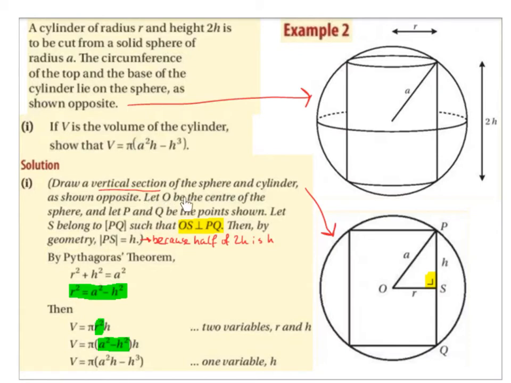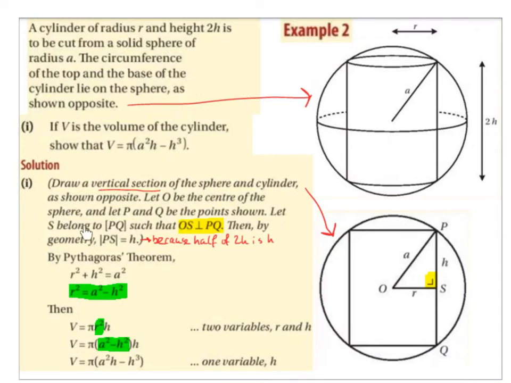So let O be the centre of the sphere. So O is the very centre of the sphere. And O joins to P along a, the radius. And let P and Q be the points shown. So P joins to O, connecting together the radius, which is a, and it is the top right corner of the cylinder, or in this case the rectangle, and Q is the bottom right corner of the rectangle.